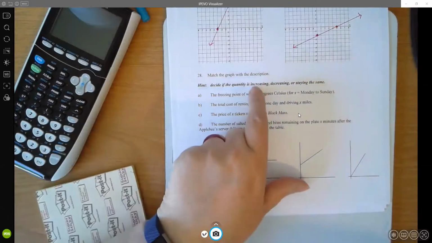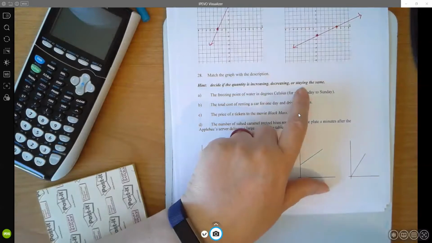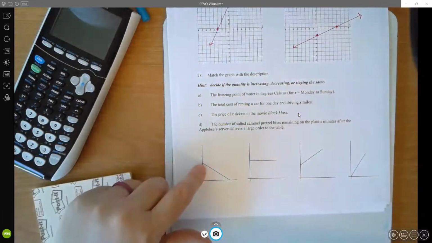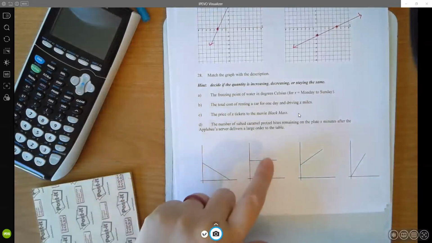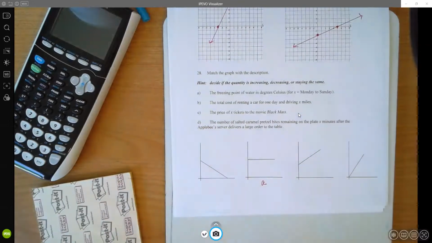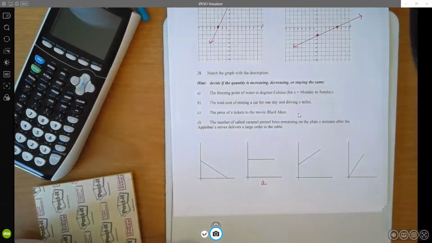It would be staying the same. It wouldn't change based on the day of the week. It would always be the same. So for this case, it would have to be this one because the others don't make sense. Now, let's look at B.